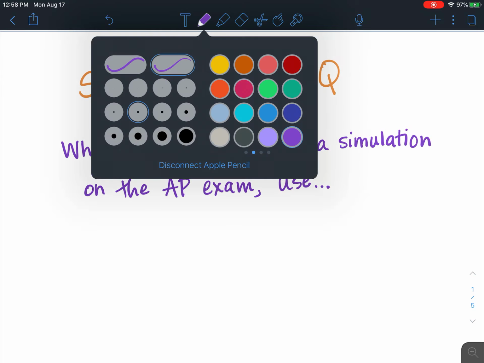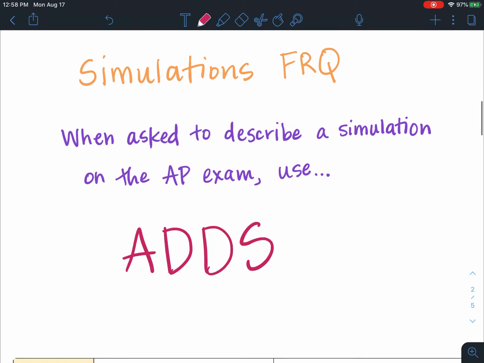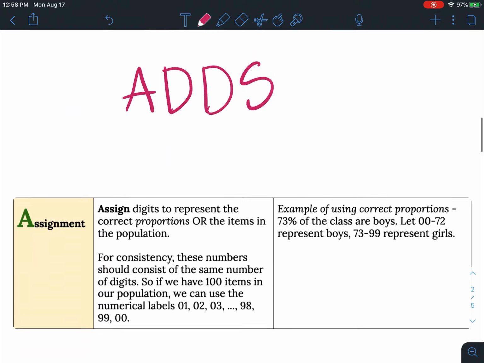So you're going to learn in this class that I use a lot of acronyms. Our first acronym is ADS. That means if they ask you to describe a simulation, hopefully you remember to use ADS, and each of these letters is going to prompt you to write something. So basically the answer to this free response question is going to be kind of like a paragraph, okay? Let me go through each letter and tell you what I mean.